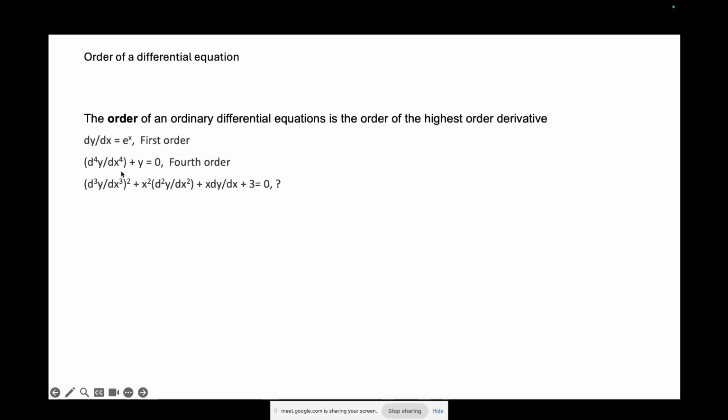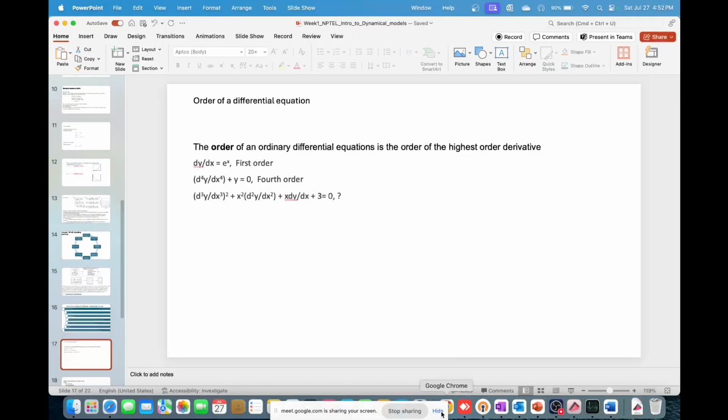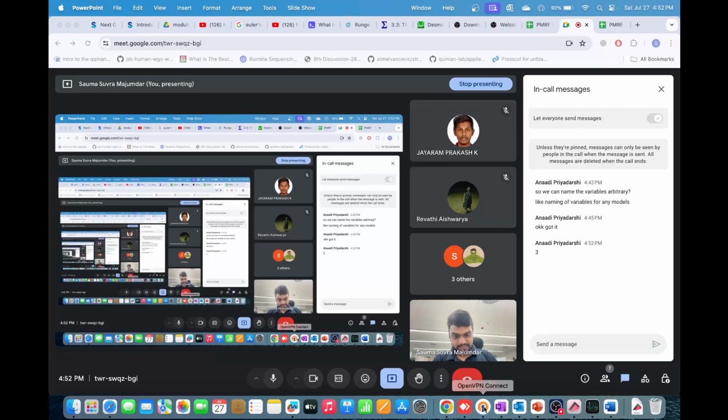In the case of the second equation, y has been differentiated four times, which is d4y/dx4, which means y has been differentiated four times with respect to x. Here y is the dependent variable, x is the independent variable. So the equation is a fourth order differential equation. Can anyone write in the chat what is the order of the third equation? Three. Yeah, it is 3.